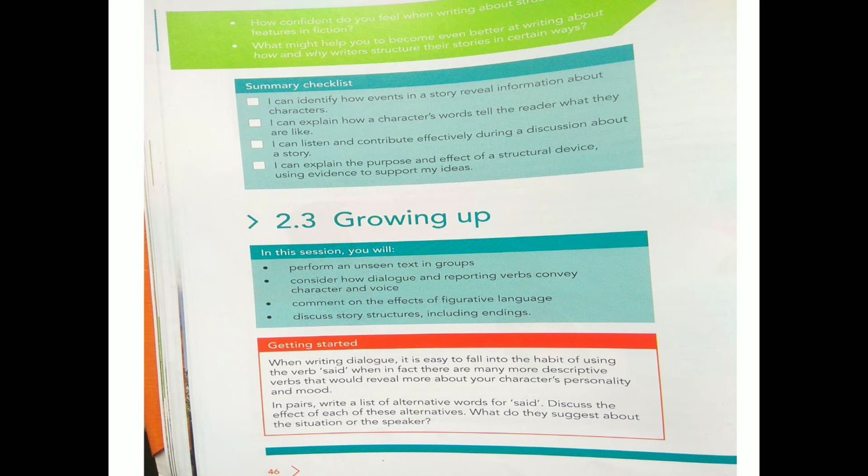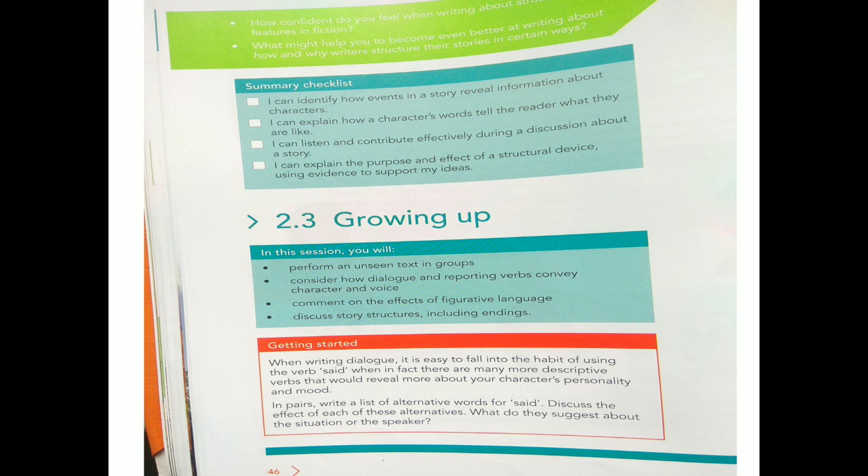Okay, so please open your textbooks to page 46. In this session, you will perform an unseen text in groups. Okay, so that's not going to be possible because we're not in class, right? We're online. Okay, consider how dialogue and reporting verbs convey character and voice. Dialogue and character and reporting verbs. You all know that really well. We've done that, remember, when we did study about powerful verbs and reporting verbs too. Comment on the effects of figurative language. You all know that too. Discuss story structures, including endings.